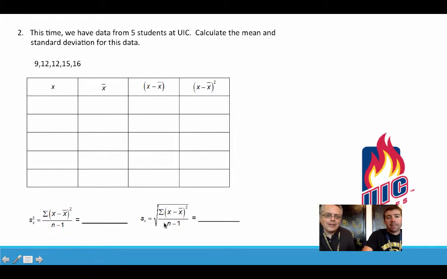We got UIC this time. We're just bouncing all around Chicago. It's good to go to Wright and then go to UIC. That'd be a good choice.